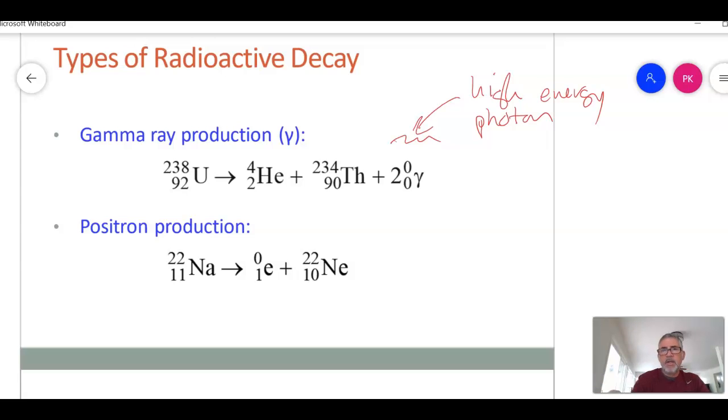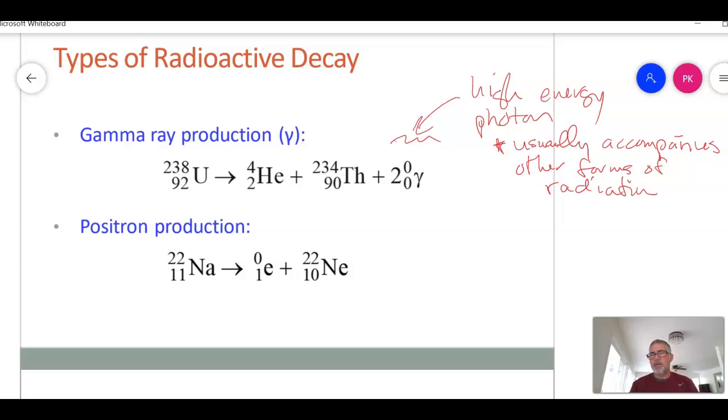Right, so it's a high energy photon. And you'll notice it has 0 mass, and it has 0 effect on the nucleus as far as mass goes, right? So it usually accompanies other forms of radiation. So you see that here I have an alpha, right? And then here I have a gamma, right? So I have an alpha and a gamma, right?